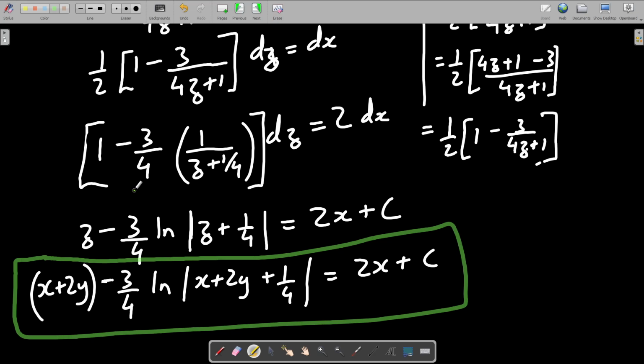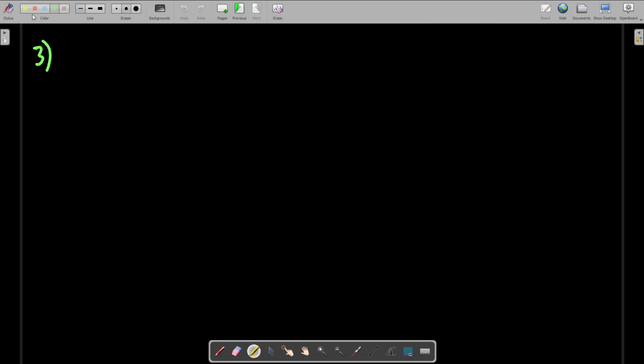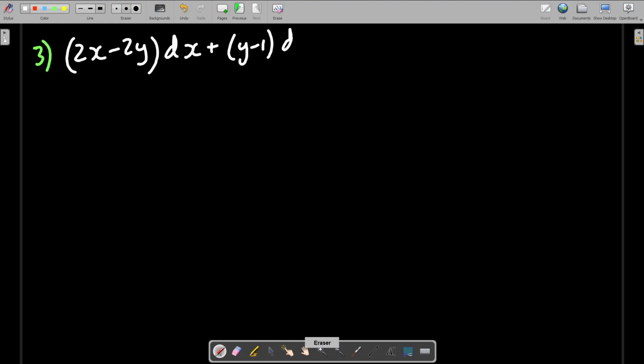Just 5 minutes now. I'll try to finish that problem in 5 minutes. I'll solve it at least halfway. So question number 3 was 2x minus 2y dx plus y minus 1 dy is equal to 0.